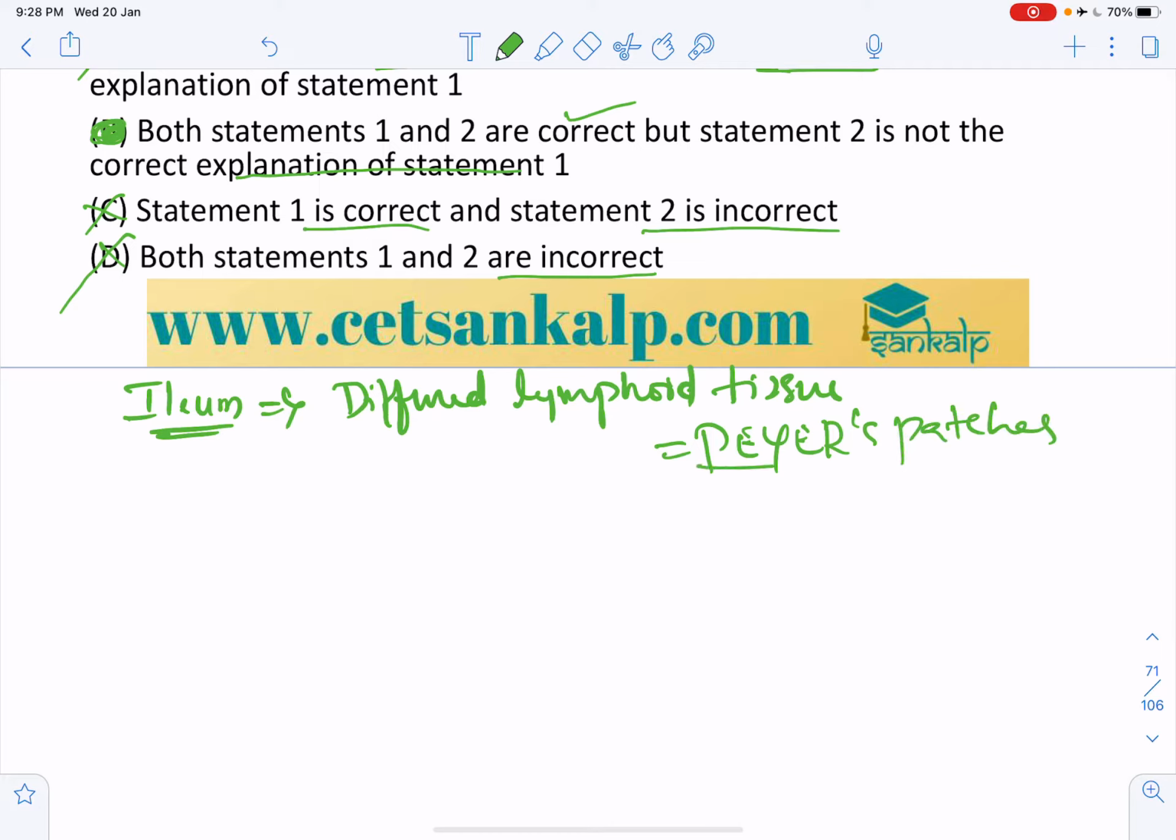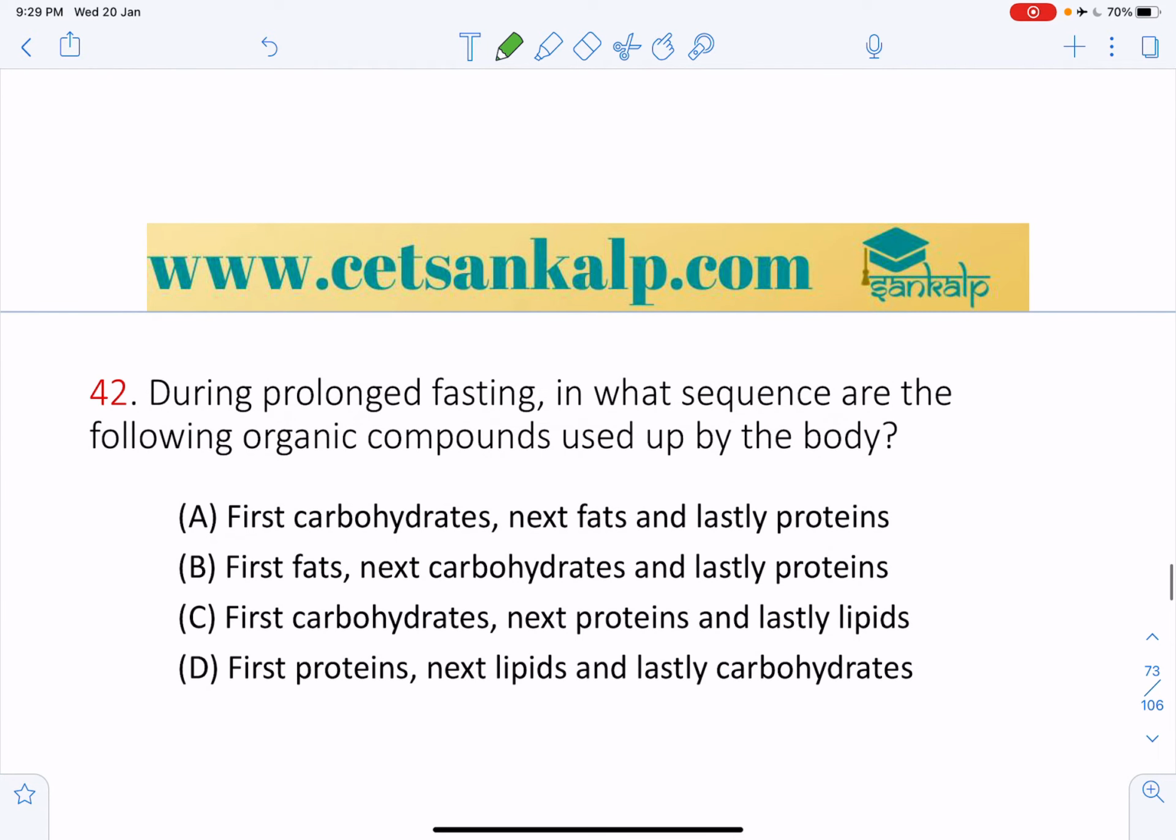Remember this one: Peyer's patches, which provide immunity, play a role in providing immunity. Next, let us move on to the next question.